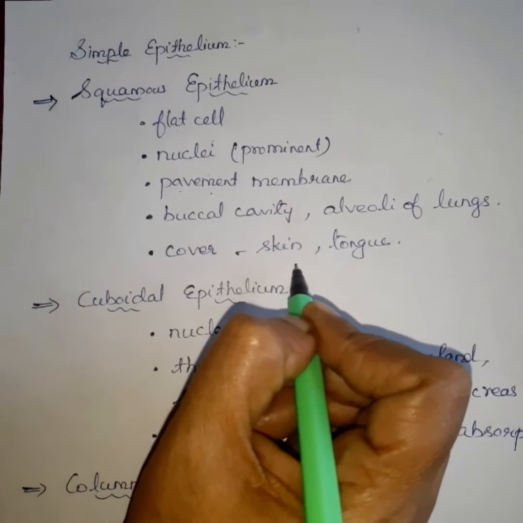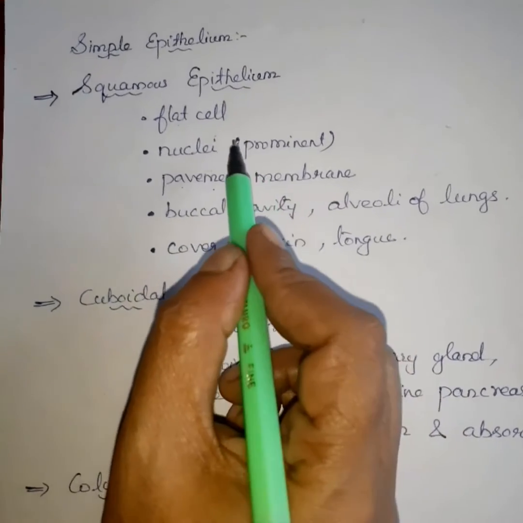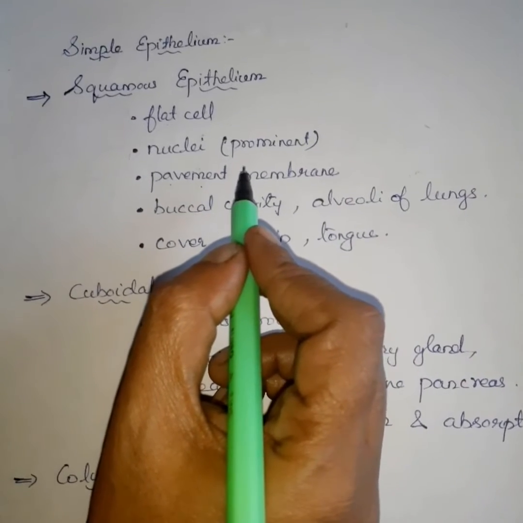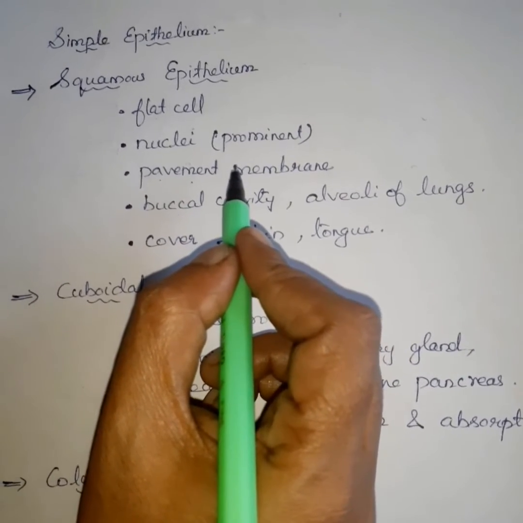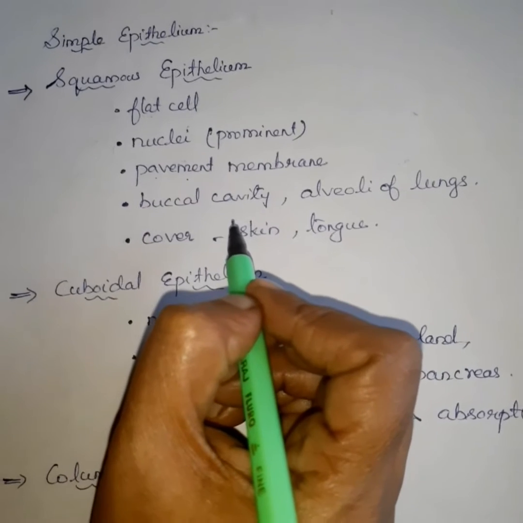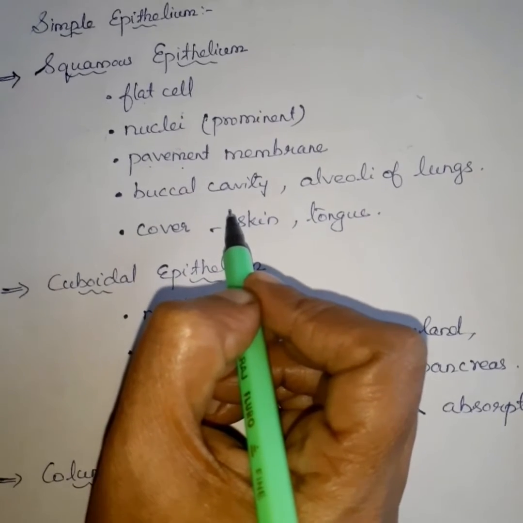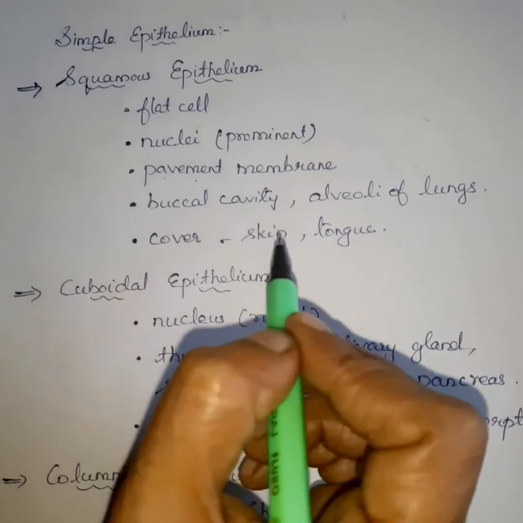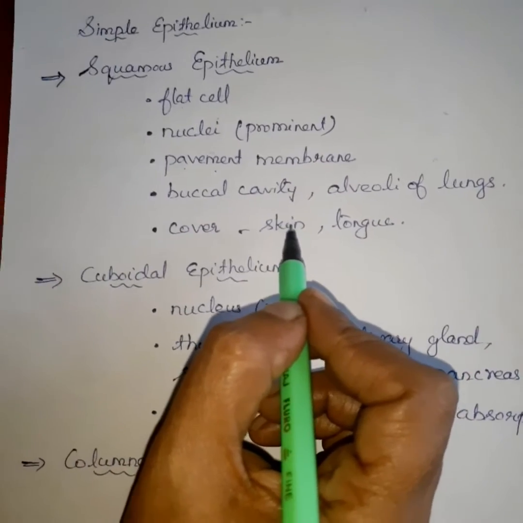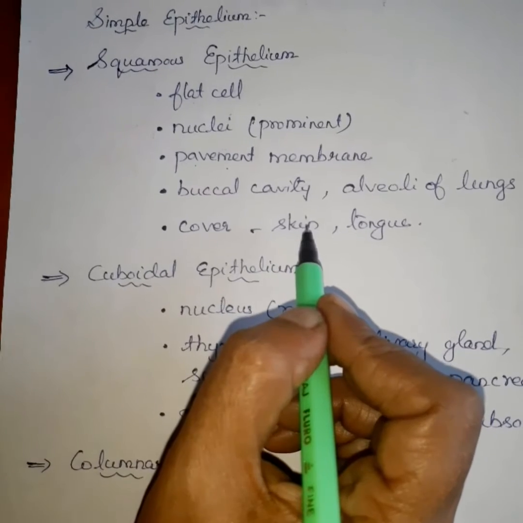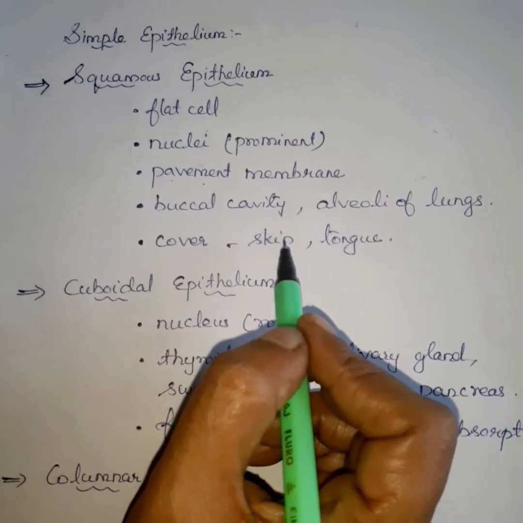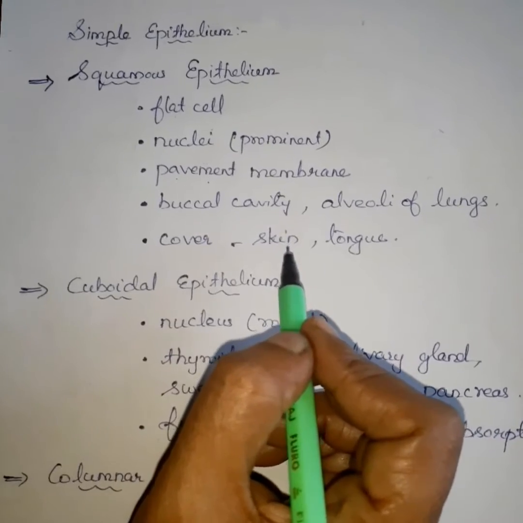Once again, it is made up of flat cells and the nuclei are visible. It is otherwise called the pavement membrane. Squamous epithelium is seen in the lungs, kidneys and buccal cavity, and it covers the skin and tongue. It protects the body from damage and drying.